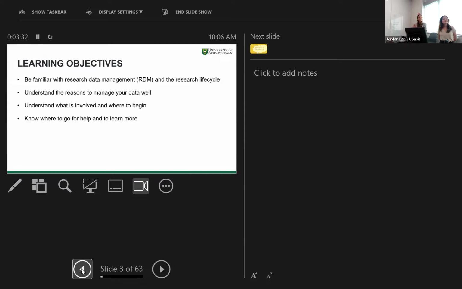So these are the learning objectives for our time together. We'll become familiar with research data management, or RDM, and the research lifecycle. Understand reasons to manage your research data well. Understand what's involved in research data management and where you can begin, and know where you can go for help and where you can learn more.